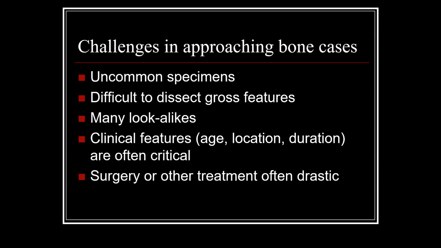So there are a couple of things to think about with regard to bone cases, and some of the reasons why our initial reaction may be revulsion rather than welcoming them. First of all, they're relatively uncommon. They're hard to dissect. We don't have a lot of things. And then even under the microscope, there are a lot of things that kind of look alike and can be confusing. Additionally, clinical features are critical in terms of interpretation. And we often don't get those. We may know the age and so forth, but we don't get all of the clinical details that we need.